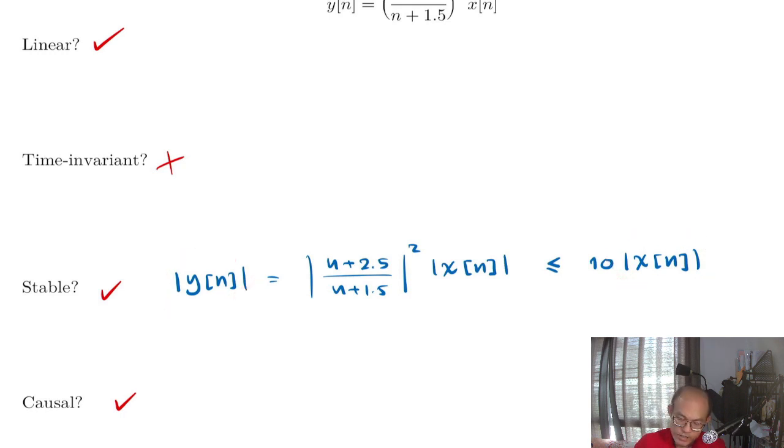Because here, if n goes to infinity, this one goes to 1. But if n is 0, this one is 2.5 over 1.5. So there has to be a maximum value for this one. Let's say it is 10. So y[n] is bounded. So the system is stable.